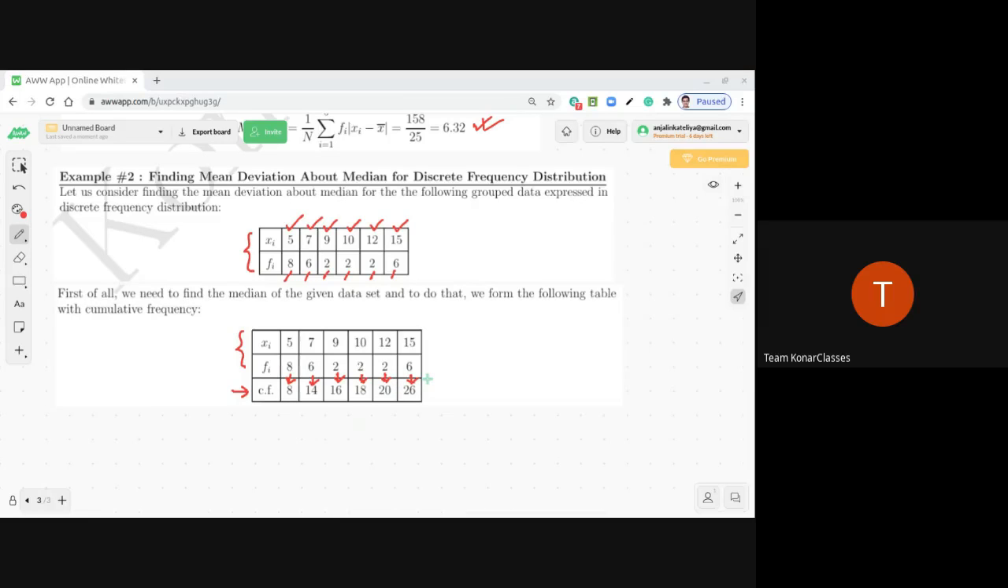Once we find this, dear students, what we see is the number of values. There are 26 values. And 26 is even.